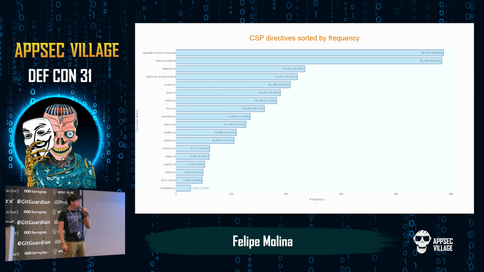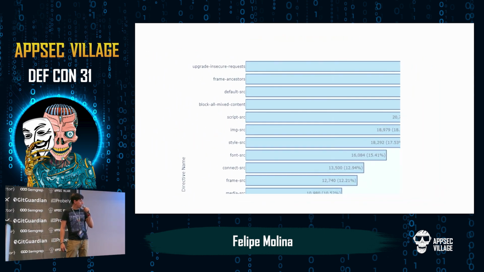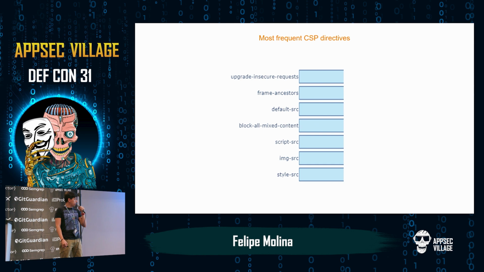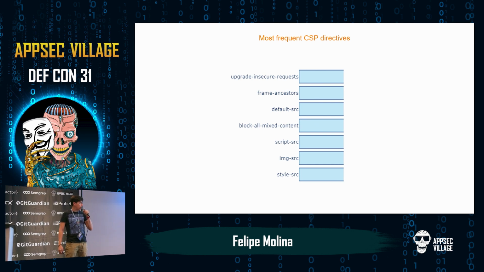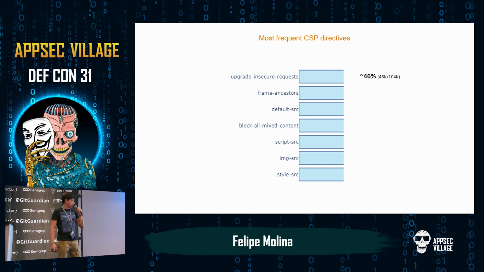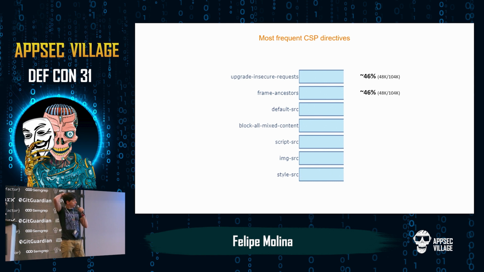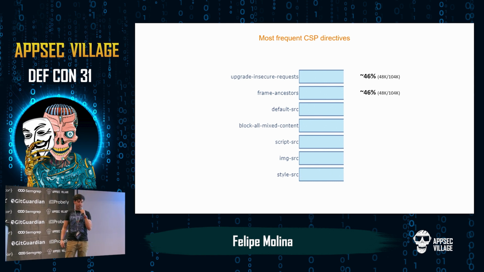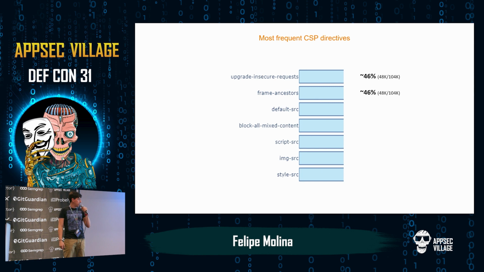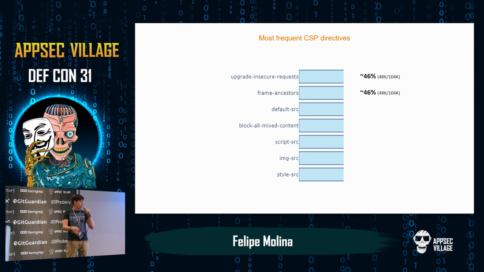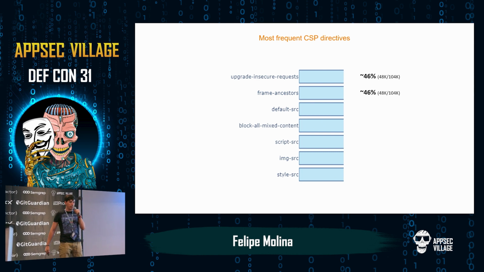So this is the CSP directives sorted by frequency. We can take a look at the first ones there. The most frequent and most used are upgrade-insecure-requests and frame-ancestors. Upgrade-insecure-requests is used in 46% of the sites that define a content security policy. Frame-ancestors is used similarly in 46%. Could be better, but it's okay. It makes sense that they are most used because they are the easiest to implement.